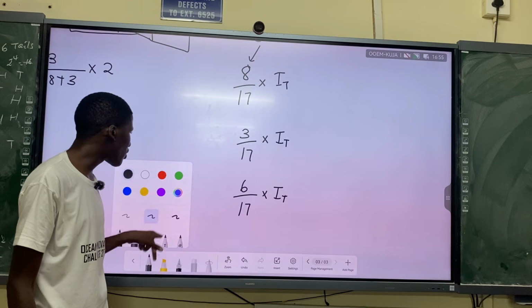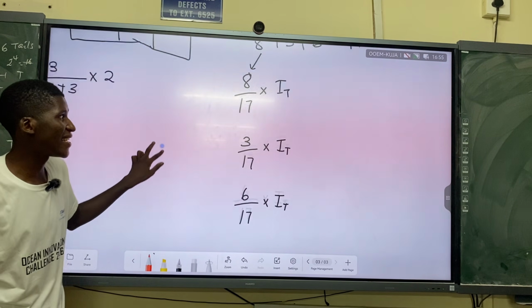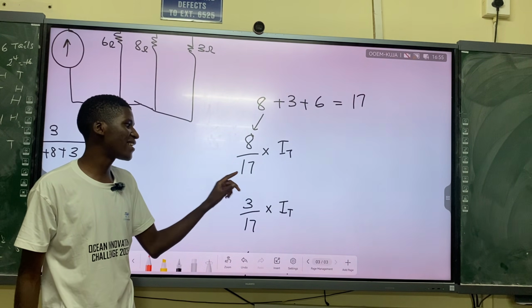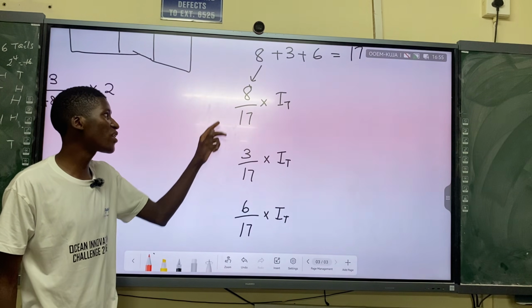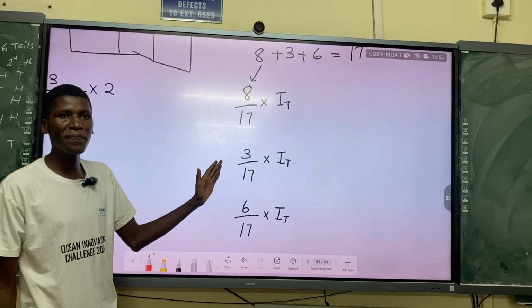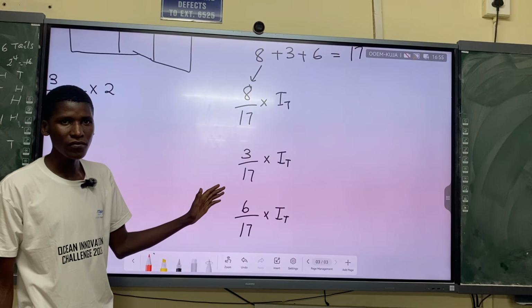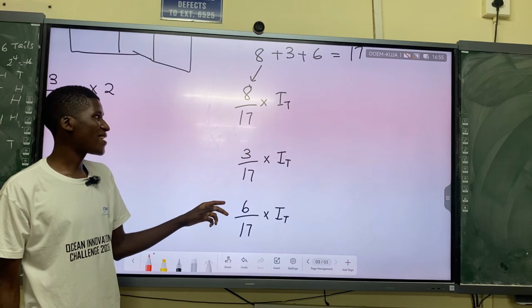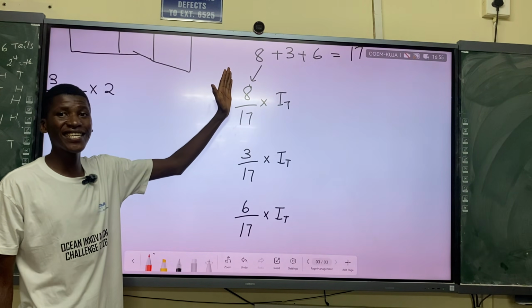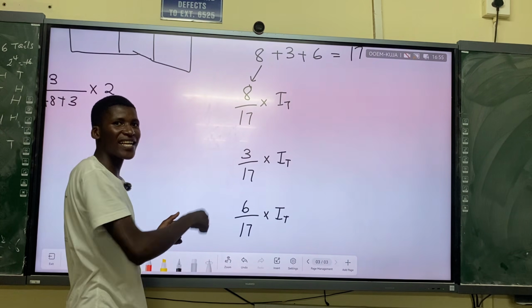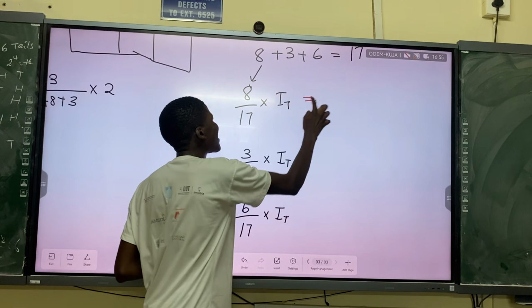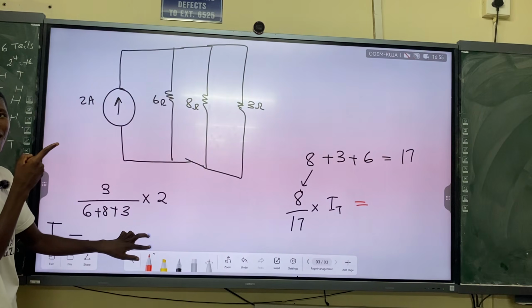But when I also decide based on which one is the biggest, the ratio 8 over 17 must compare with 6 over 17 and 3 over 17. Which one is the biggest ratio of current? The biggest ratio of current is 8 over 17. Should I say that current is for which resistor here?